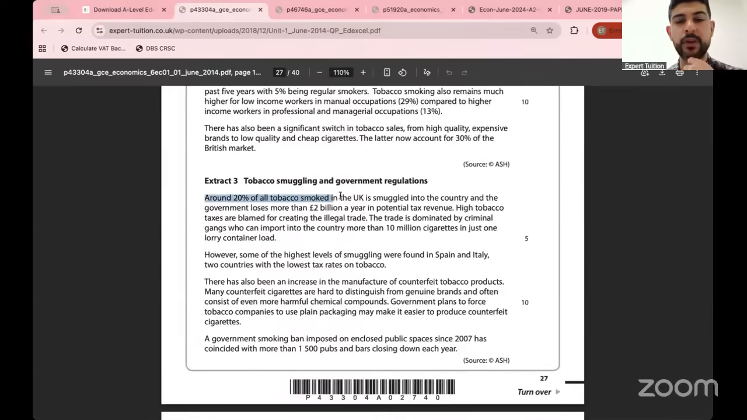Around 20% of all tobacco smoked in the UK is smuggled into the country, and the government loses more than £2 billion a year in potential tax revenue. High tobacco taxes are blamed, by the way, for creating the illegal trade. So the first problem is the government loses out on potential tax revenue. That's one problem in that paragraph.